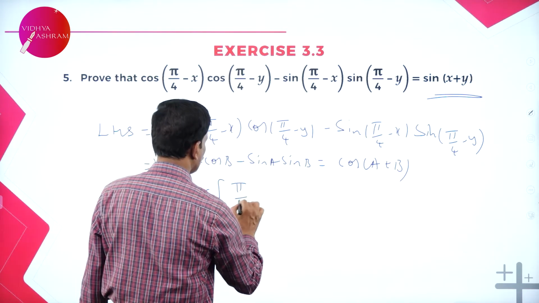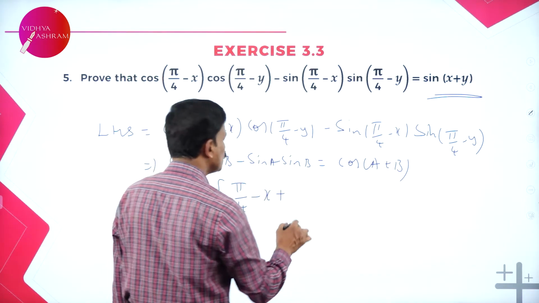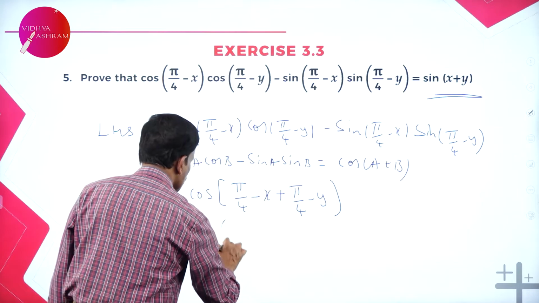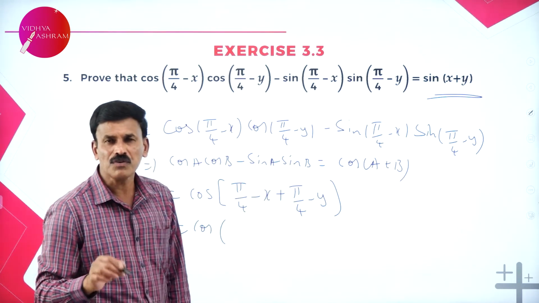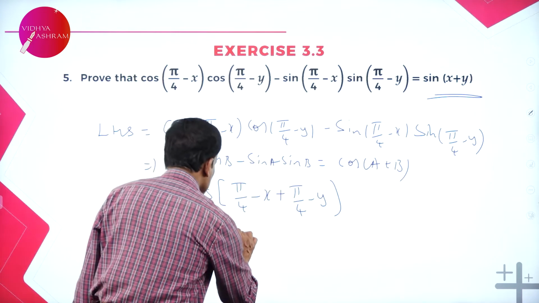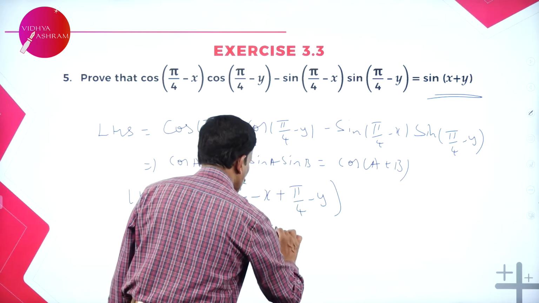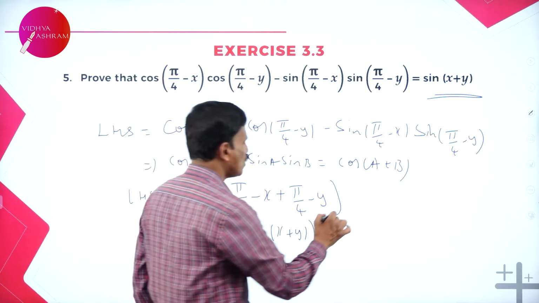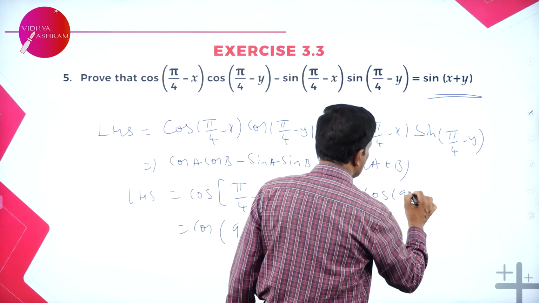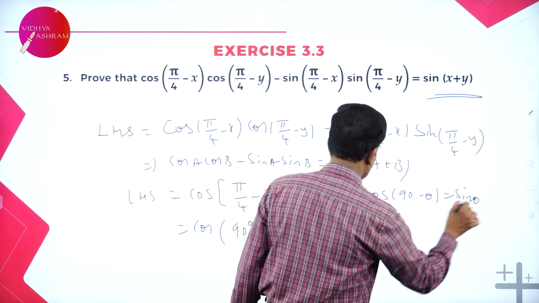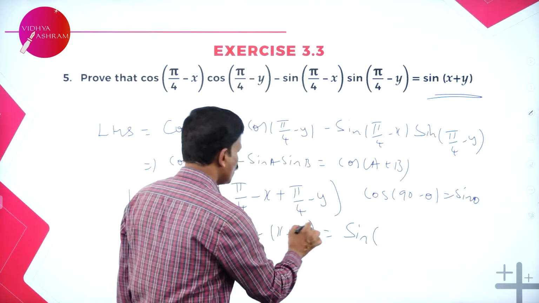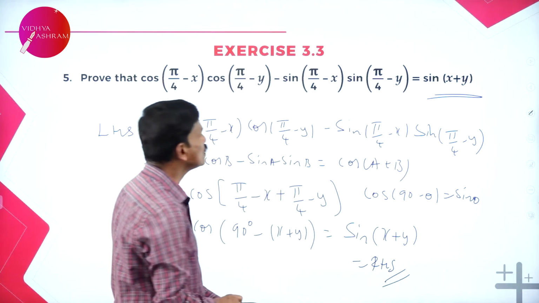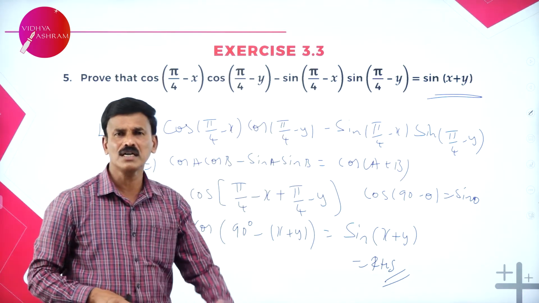What is A? Pi by 4 minus x, plus B is pi by 4 minus y. So this is equal to cos of pi by 4 plus pi by 4. 45 plus 45 is 90. 90 degrees minus, you can take out, this becomes x plus y. So if you observe carefully, this is of the form cos of 90 minus theta. What is cos of 90 minus theta? Sin theta. This is equal to sine of, instead of theta, it is x plus y, which is the required RHS here. What is the answer? Sine of x plus y. That's it. Very simple problem it is.